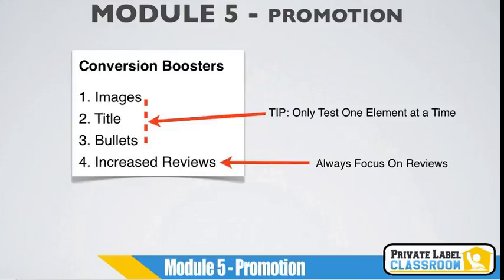Only test one element at a time. You don't want to test an image, a title, and a bullet all at the same time, because if your conversion rate goes up, you won't know if it was the image, if it was the title, or if it was the bullet, right? So I would do the image first. Okay, image is probably one of the main conversion boosters for getting the click into your listing.